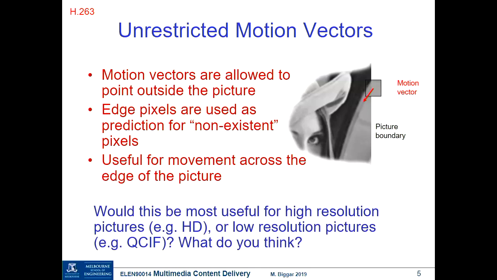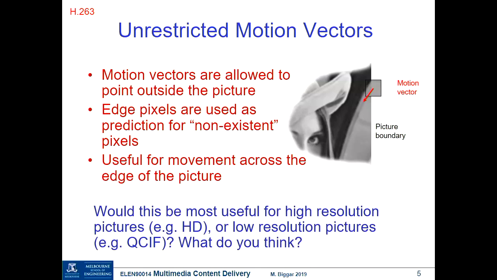For an HD picture, yes, you are restricted for all of those edge macro blocks if you can't do this unrestricted motion vector thing. But there's a smaller proportion of macro blocks that are affected anyway, so maybe it's not so important.